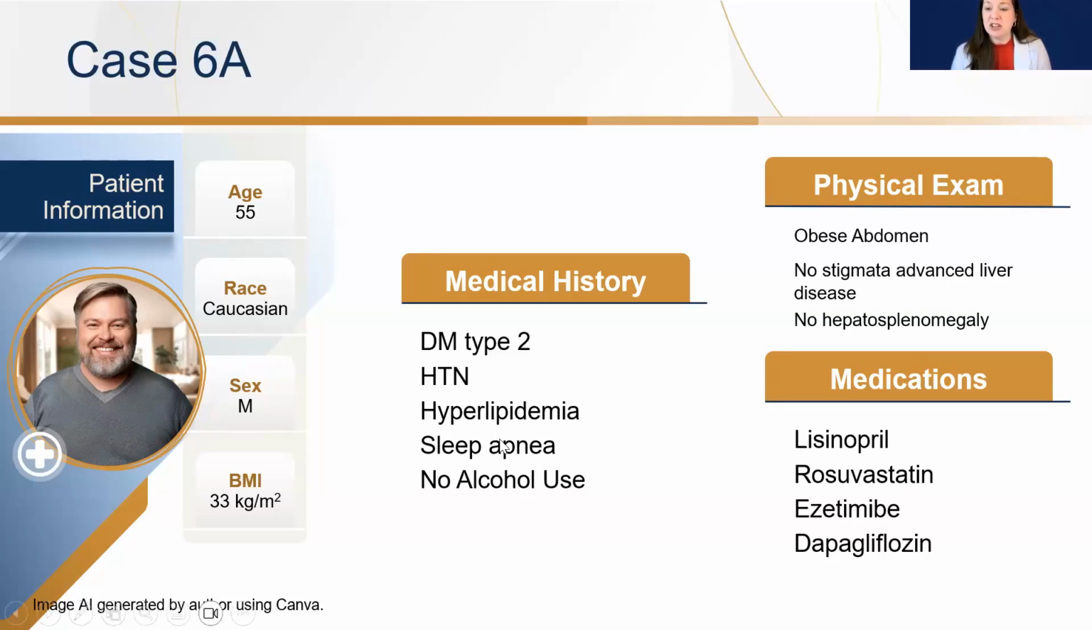We see on his medication list that he takes lisinopril for his high blood pressure, rosuvastatin for his hyperlipidemia, Zetia for his cholesterol as well, and dapagliflozin for his diabetes. We do a physical exam and we see that he's got an obese abdomen, but he doesn't have any tension. His belly is nice and soft, non-tender. When we percuss, we don't see any signs of enlargement of his liver or his spleen.